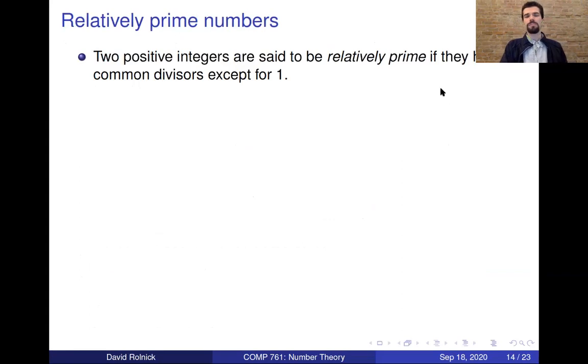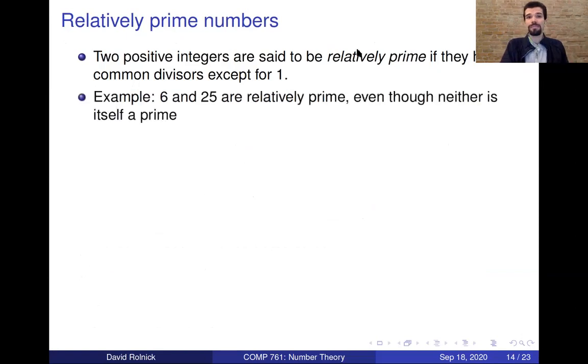Relatively prime numbers. Two positive integers are said to be relatively prime if they have no common divisors except for one. So that means that, for example, their GCD is 1 because they have no common divisors at all except for 1. As an example, 6 and 25 are relatively prime, even though neither is actually a prime itself. But they don't share any factors apart from 1.